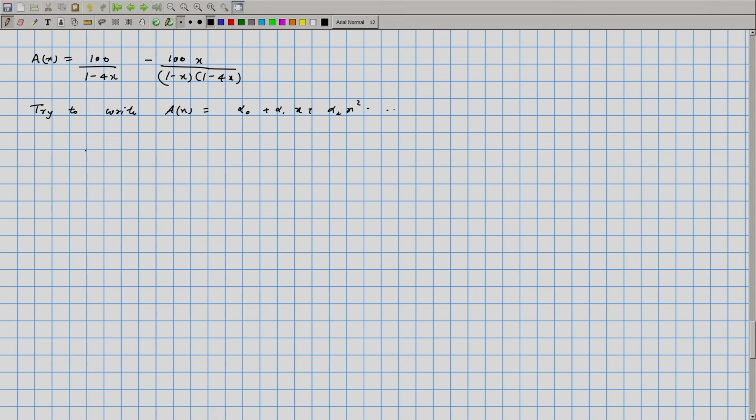So, there are two terms. 100 by 1 minus 4 x, we can simply write as 100 times 1 plus 4 x plus 4 x whole square plus so on, okay. Because 1 by 1 minus 4 x is the sum of a geometric progression. If you think of 1 plus 4 x plus 4 x square and so on, that is a geometric progression that will sum up to 1 by 1 minus 4 x. And the next term is a little more tricky, but we will use what is known as the partial fractions method.